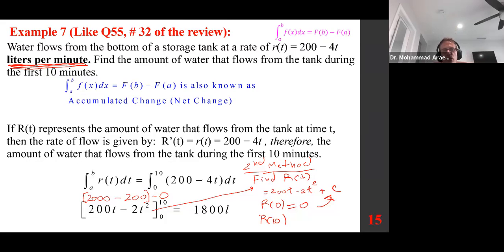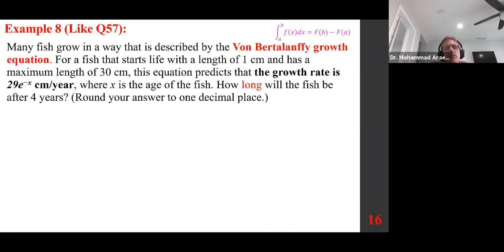So to make some sense out of this second method, in this example, I'm going to go through both methods. Many fish grow in a way which is described as one Bertalanffy growth equation for a fish that starts life at a length of 1 centimeter and has a maximum of 30 centimeters. This equation predicts that the growth rate is 29 e to the power minus x centimeters per year, where x is the age of the fish. How long will it be after 4 years?